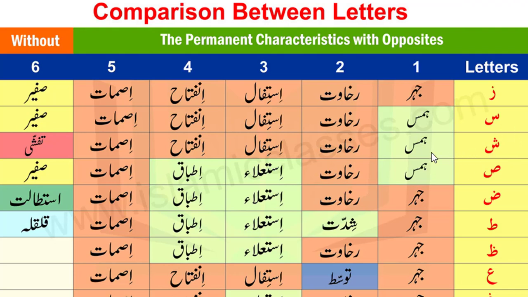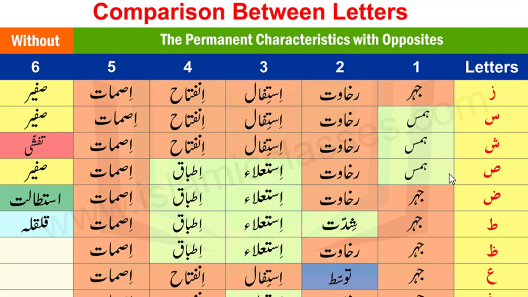Sheen, it has hams. Rakhawa, continuation of the sound. Similarly, istifal, infitah, ismat, and tafashi. Tafashi is like shh, that is tafashi sound, the spreading of the sound in the mouth.